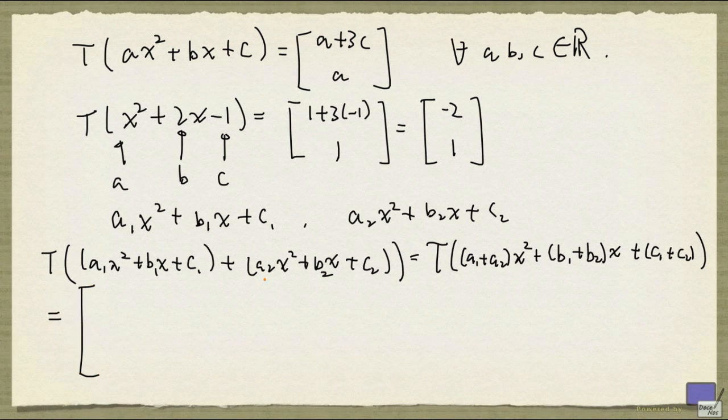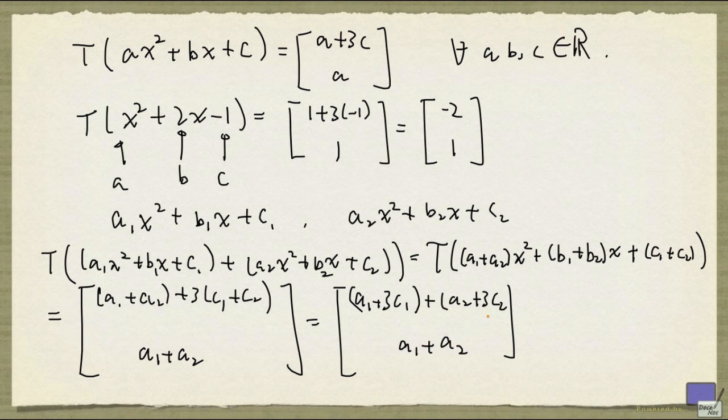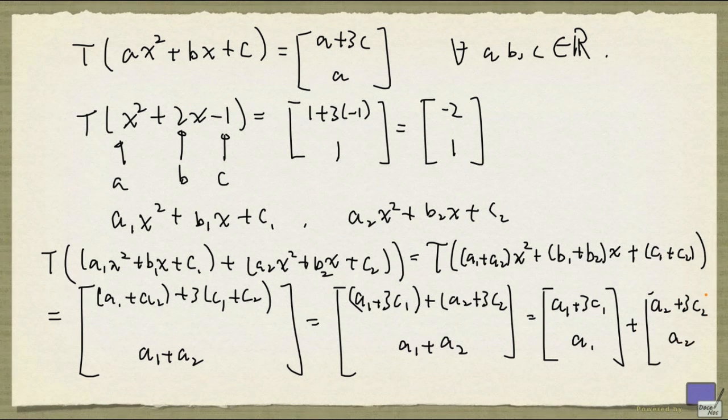And then this is a1 plus a2 plus 3 times the constant term c1 plus c2. And here I just have a1 plus a2. Now I can rewrite this as a1 plus 3c1 and then plus a2 plus 3c2. And here in the second entry, I have a1 plus a2. And now I can break this up into two. The first one is a1 plus 3c1, a1. And the second one is a2 plus 3c2, a2.